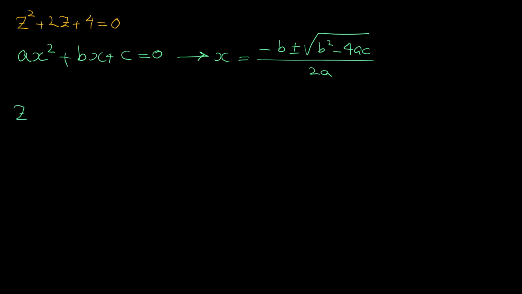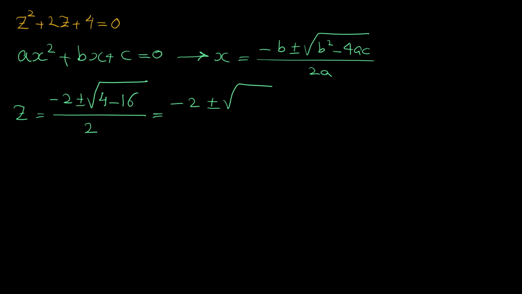Based on this formula, here z equals negative b, which would be negative 2, plus minus square root of b^2, 2^2 would be 4, minus 4 times a, which is the coefficient of z^2, which is 1. So minus 4 times 1 is minus 4, times c is 4, so minus 16. 4 times 4 is 16. So we have minus 16 all over 2a, 2 times 1 is 2. So z equals negative 2 plus minus radical 4 minus 16, which is negative 12, all over 2.